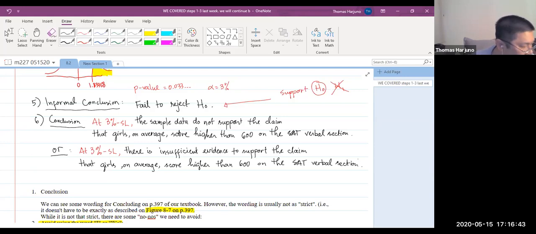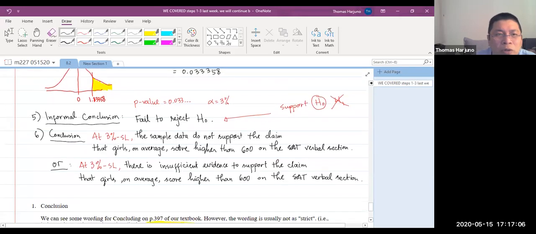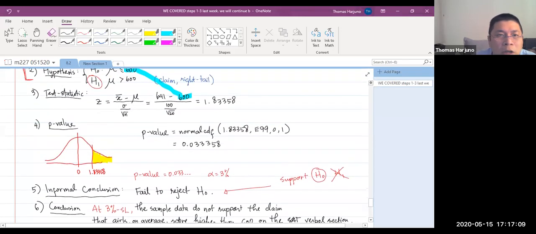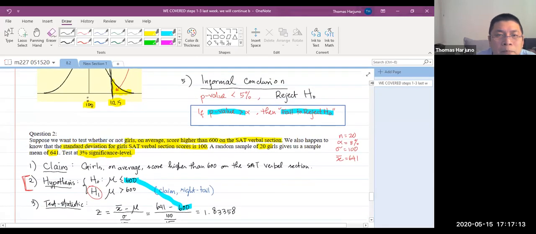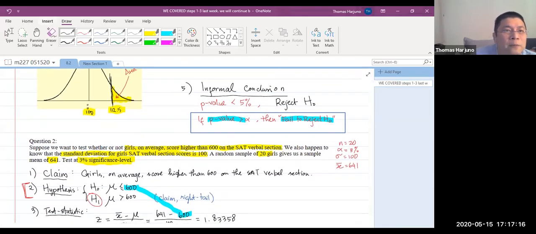In fact, our textbook on page 397 says that there are times we may need to use multiple negatives. For example, somebody may use the phrase there's insufficient evidence to reject the claim. Could that be the case we had in an earlier question? No, I don't think so. Can you try to draw a conclusion from question 1?